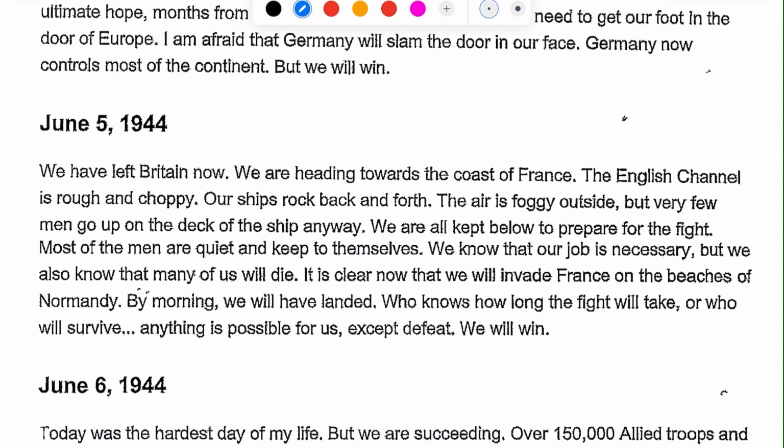Most of the men are quiet and keep to themselves. We know that our job is necessary, but we also know that many of us will die. It is clear now that we will invade France on the beaches of Normandy. By morning, we will have landed. And who knows how long the fight will take, or who will survive. Anything is possible for us, except defeat. We will win.